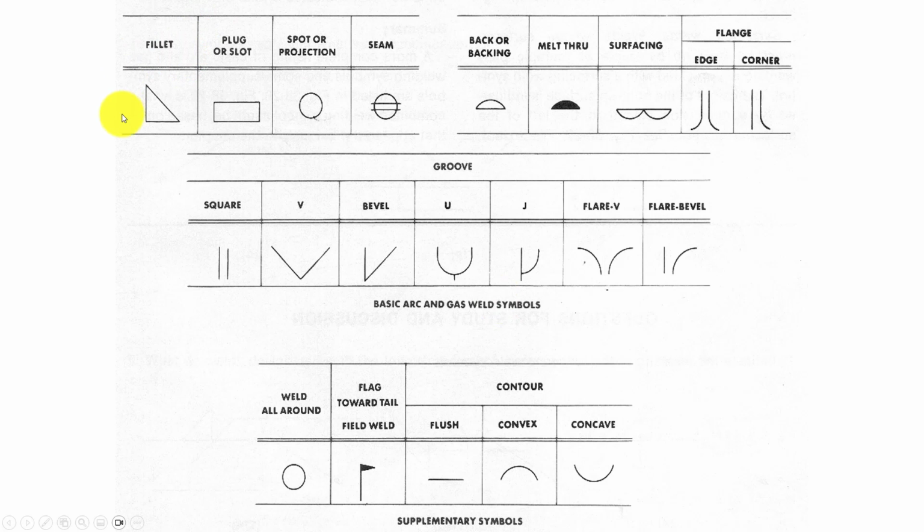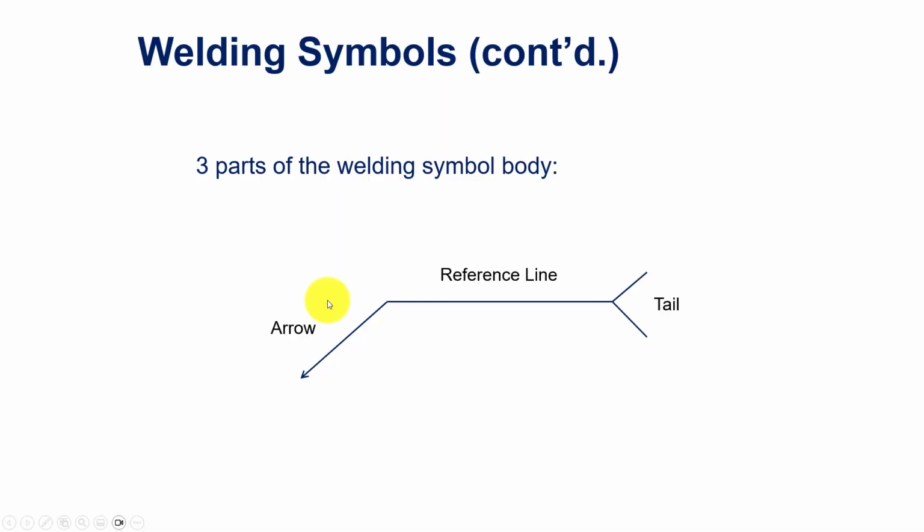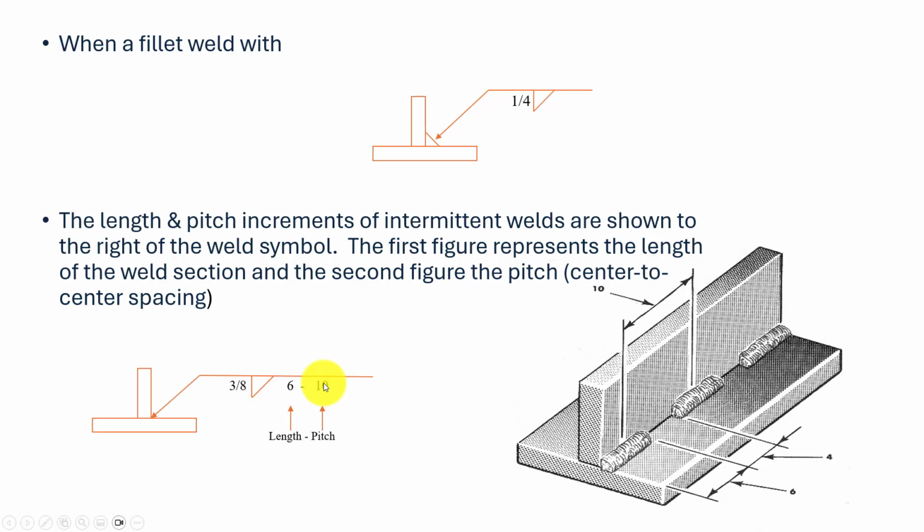Probably the reference symbol that we're going to use in this class, and that all I really care for you to know about, is the fillet symbol right here. There's a lot of other symbols that we can put on that reference line as well as some modifiers or supplementary type symbols. If we're going to weld all the way around something, we'd put a circle around that symbol right here. But we're just going to do typical fillet welds.